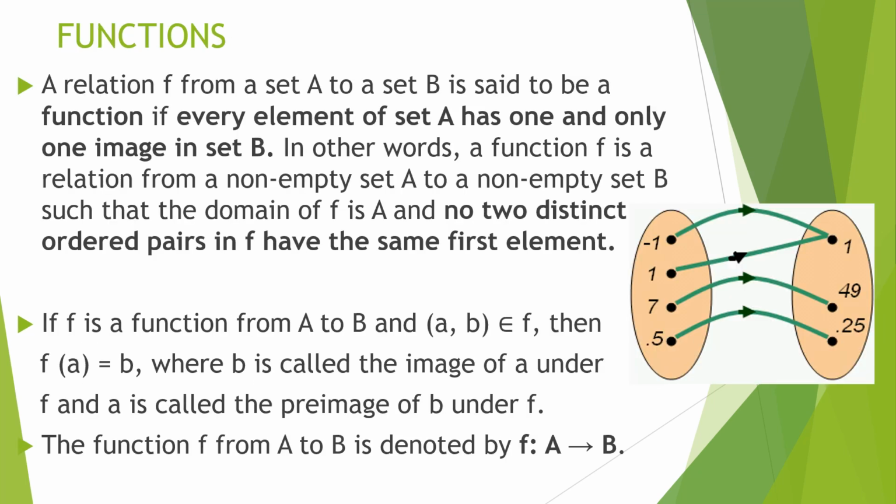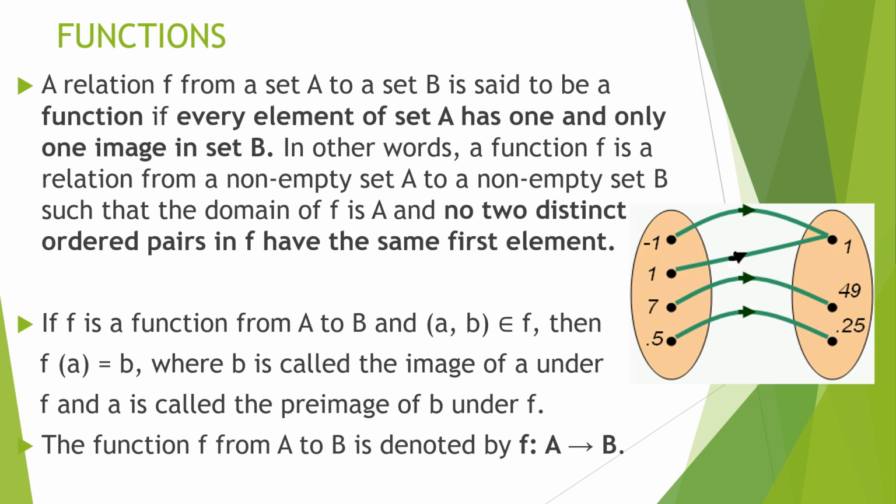Now from relation we define an important concept called functions. A relation f from a set A to a set B is said to be a function if every element of set A has one and only one image in set B. In other words, a function f is a relation from a non-empty set A to a non-empty set B such that the domain of f is A and no two distinct ordered pairs in f have the same first element.